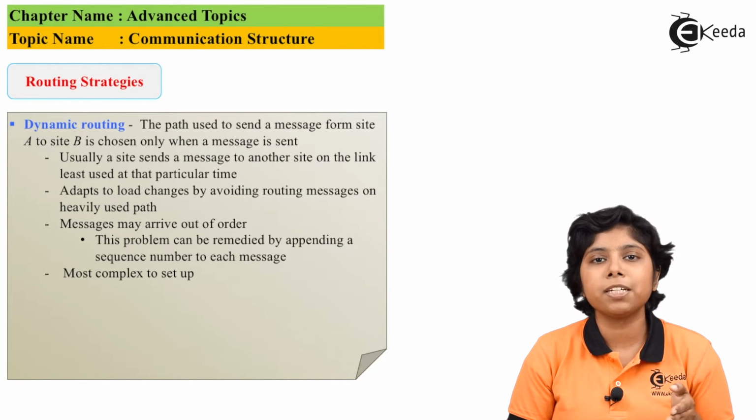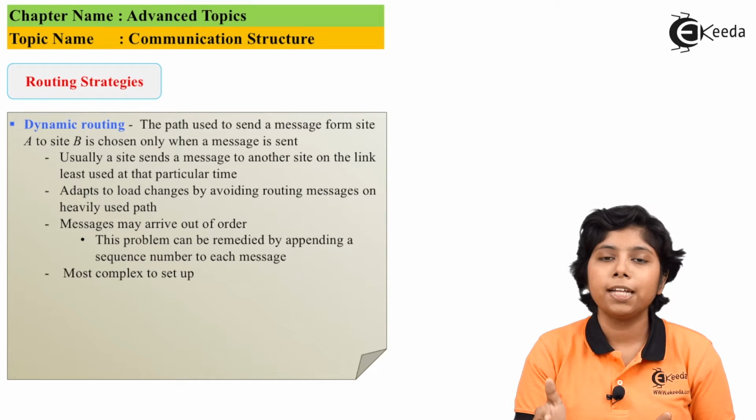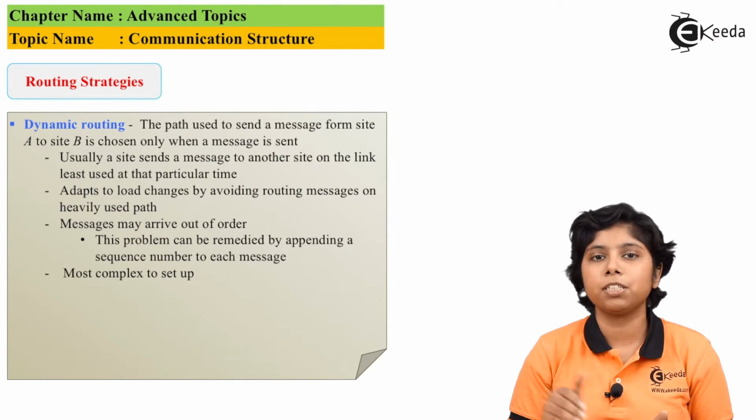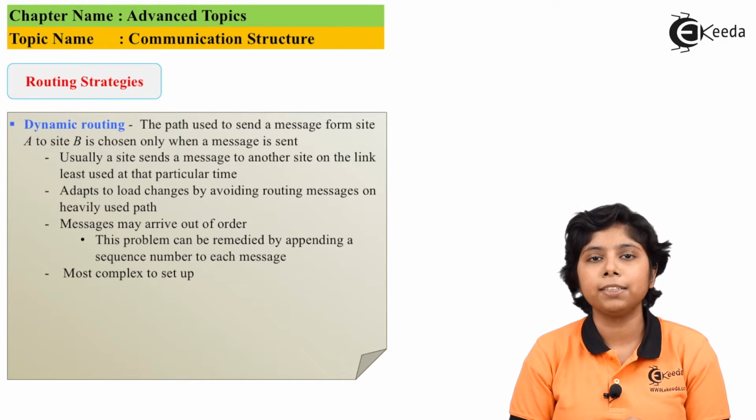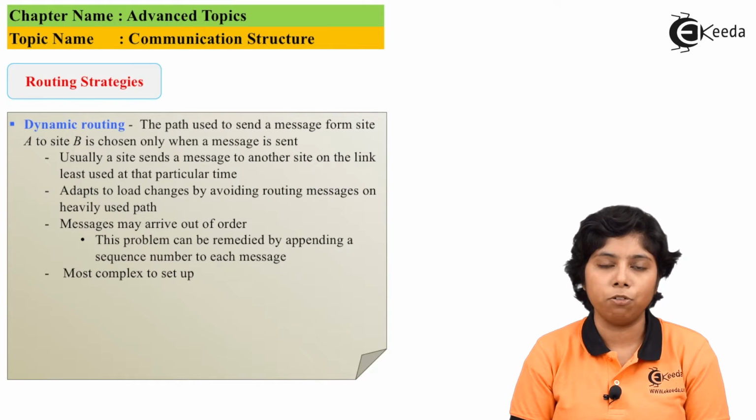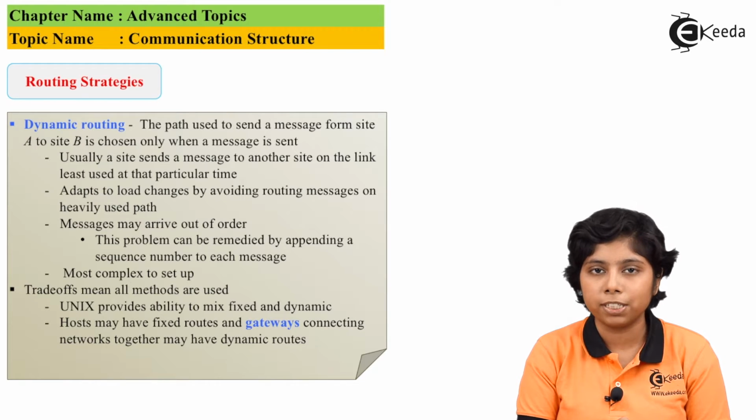Say for sending a message from host A to host B, it first goes from A to B, then B decides to send it to C, then C decides to send it to D, and D finally sends the message to B. In this way, multiple paths can be used to send a message from A to B through dynamic routing. There are reasonable trade-offs between these routing strategies.